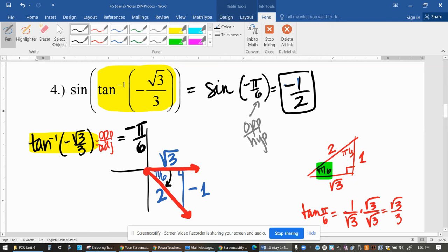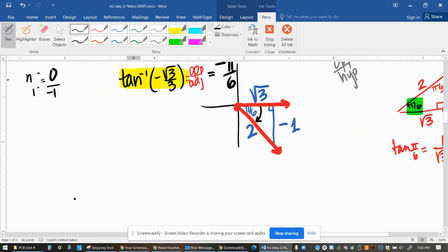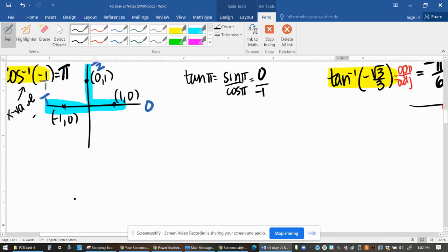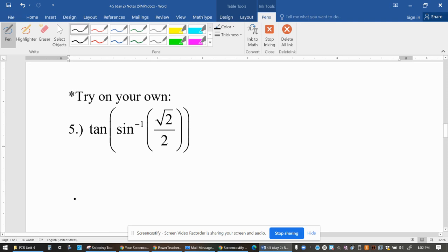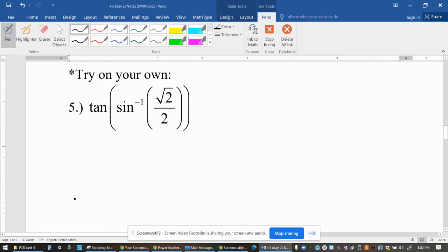This is where I would like you to try a problem on your own. I want you to really think about what pieces you're understanding and which pieces you're not, okay? So I want you to try number 5 on your own. So pause the video, and when you're ready, you can check your answer by pushing play. Good luck. Please pause the video now.